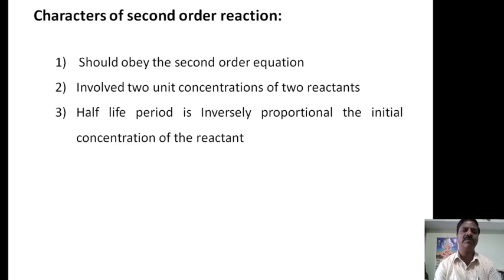The second characteristic is that it involves 2 unit concentrations of 2 reactants. Suppose we take A plus B forming product. Therefore, A must be a unit concentration and B must be a unit concentration, meaning 1 mole of reactant A reacts with 1 mole of reactant B to form the product, and hence we say it is 1 plus 1, so the order will be 2.